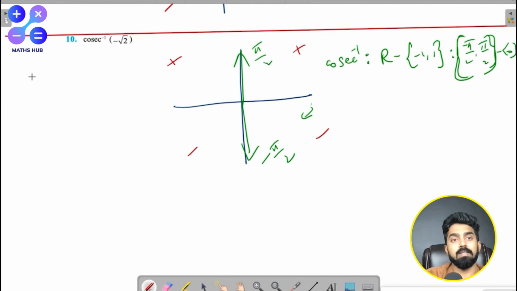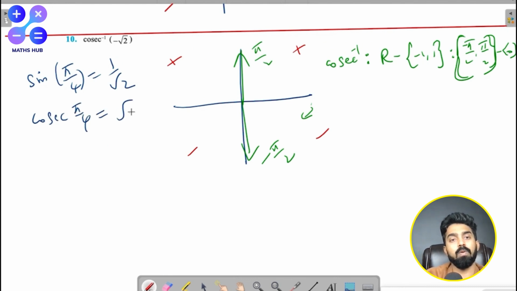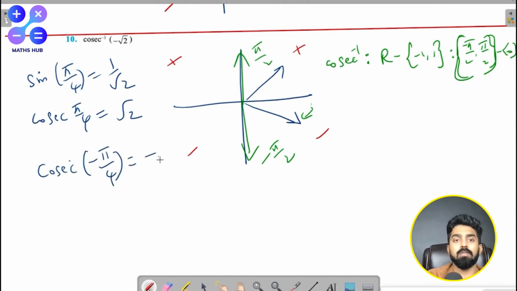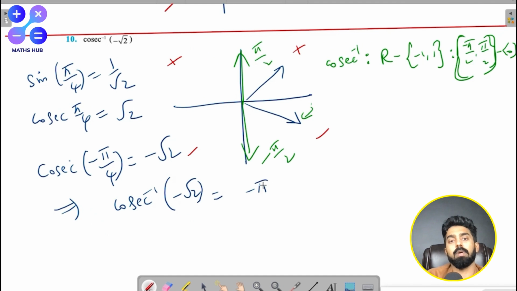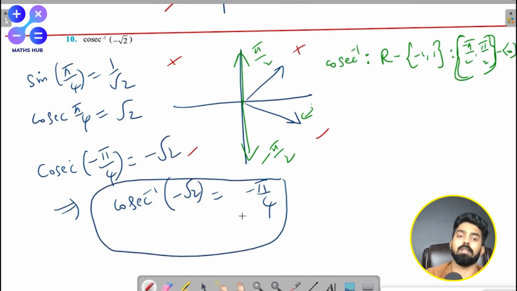So now we know that sine pi by 4 is 1 by root 2. This means cosecant pi by 4 would be root 2, right? So if cosecant pi by 4 is root 2, what would be minus root 2? So this is pi by 4. This will be minus pi by 4. That's it. So cosecant of minus pi by 4 would be minus root 2. So this would mean cosecant inverse of minus root 2 would be minus pi by 4. That's it, right? That's all.